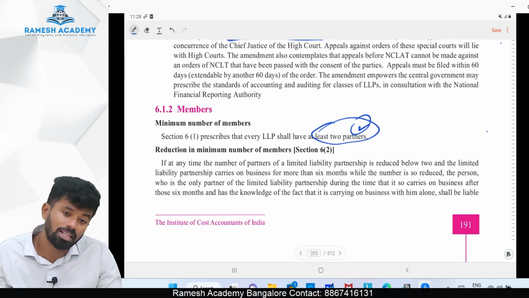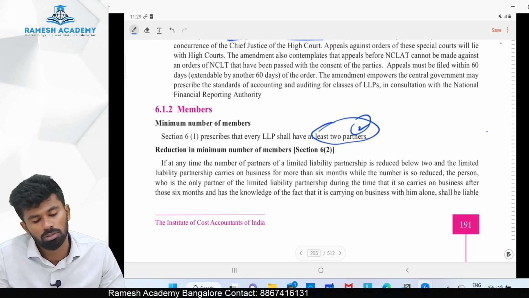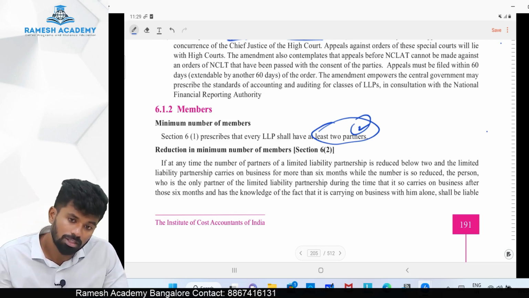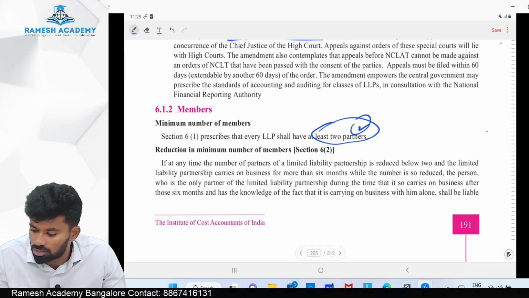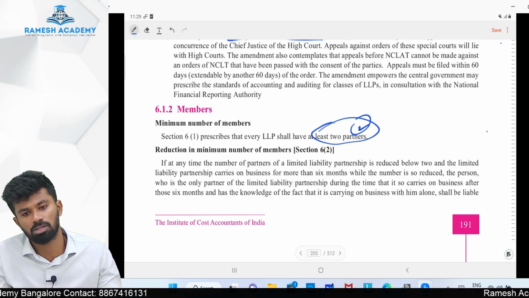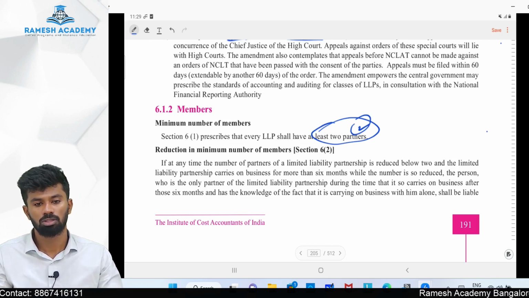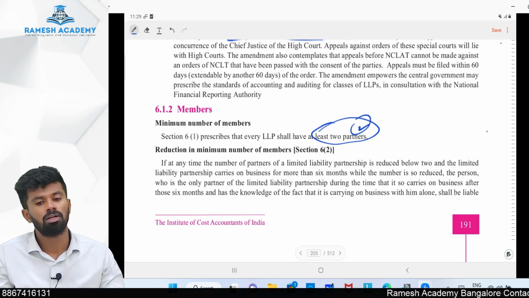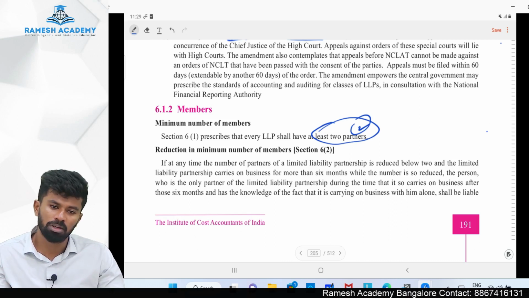What if he carries on the business without increasing the number of partners to 2? After the expiry of 6 months, if he carries on the business without increasing the number to 2, he becomes personally responsible for all the activities done by him after the expiry of 6 months.